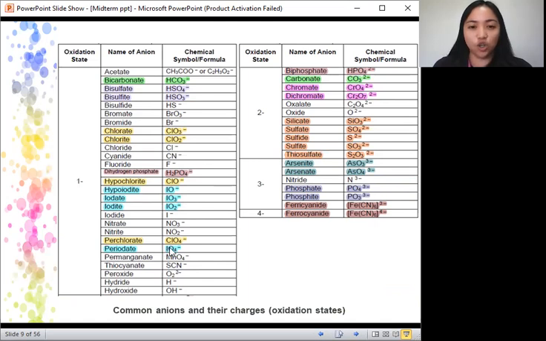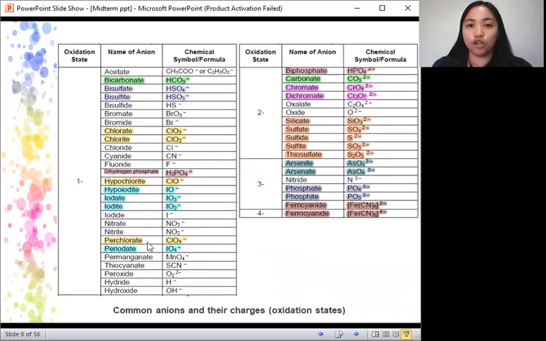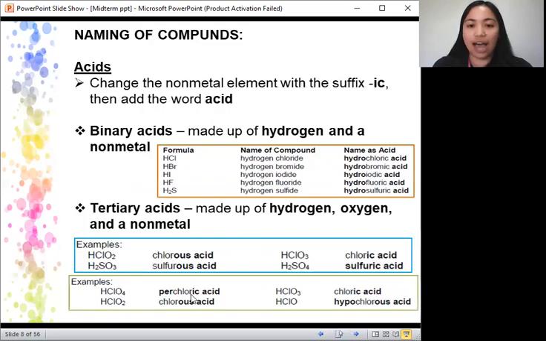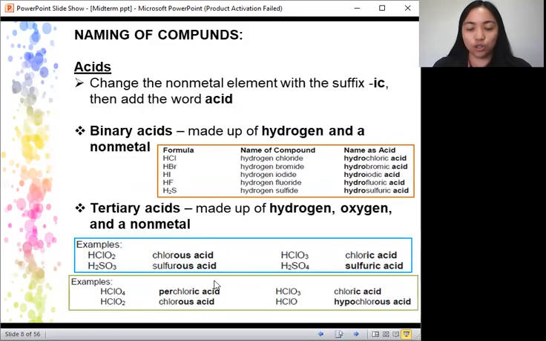Here, you can see that the chlorine has a different number of oxygen atoms attached to it. In this example, if it has 4, it is called perchlorate. Then if it has 3, it is called chlorate. You can also see that compounds ending in ATE are changed to IC, while compounds ending in ITE, like chlorite and hypochlorite, are changed to OUS. So you have to remember that also.